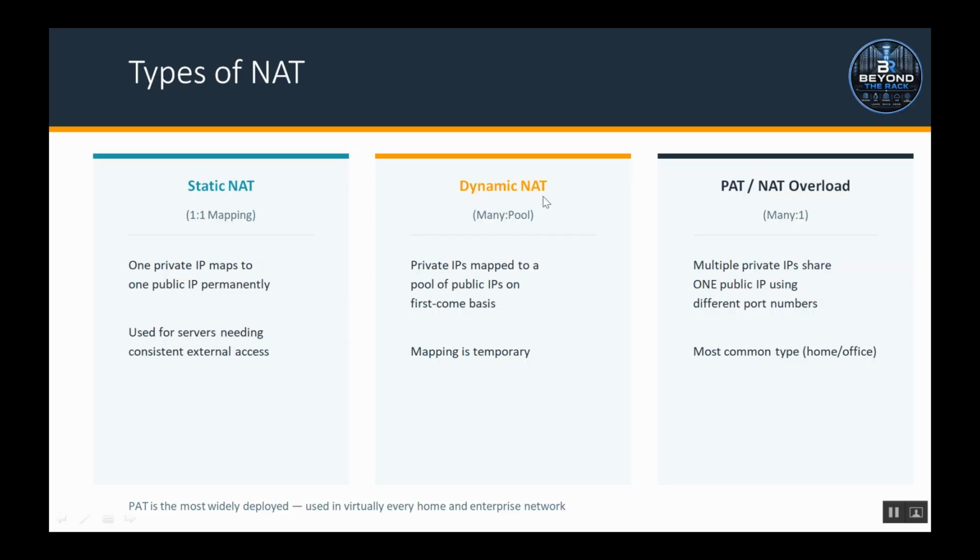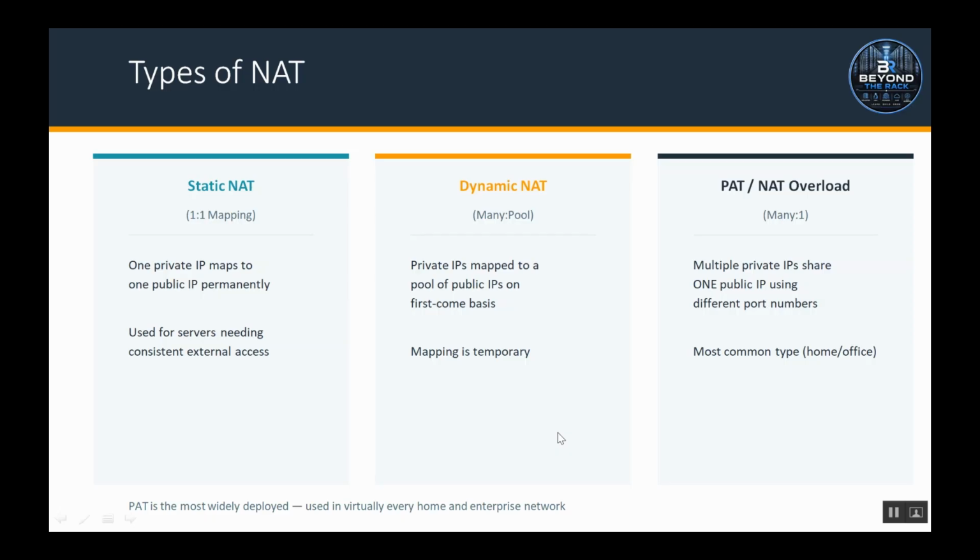The other one is dynamic NAT: many private IPs are mapped to a pool of public IP addresses on a first come, first served basis. The mapping is temporary. Assume you have networks 172.16.1.0/24 and 172.16.2.0/24. Those two networks give you around 500 private IPs to assign to devices, but on the other hand you will have only a few public IP addresses in the public IP address range.